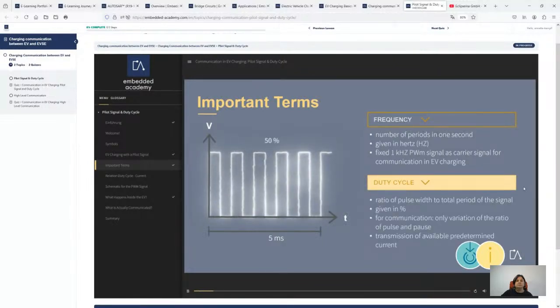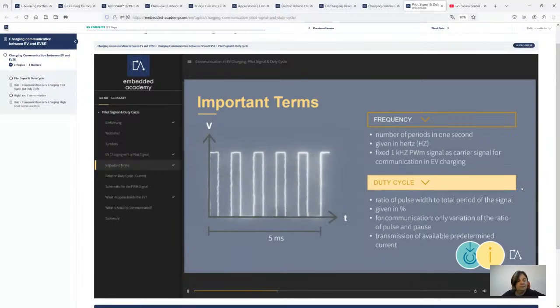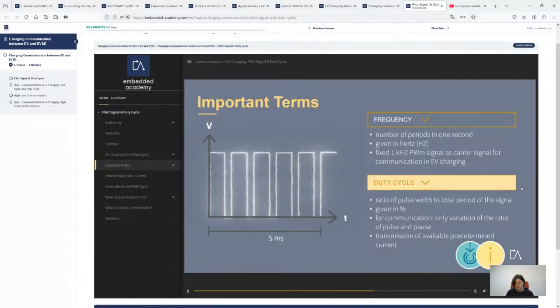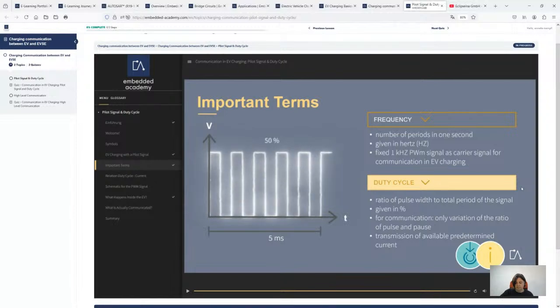The duty cycle describes the ratio of pulse width to total period of the signal. It is given in percent. For communication, the EV charging station only varies the ratio of pulse and pause, and transmits thereby the available predetermined current.